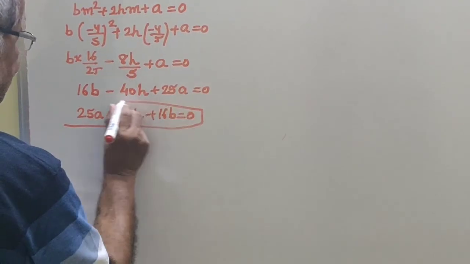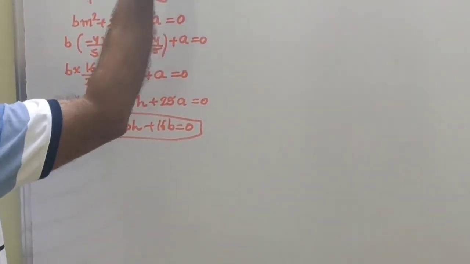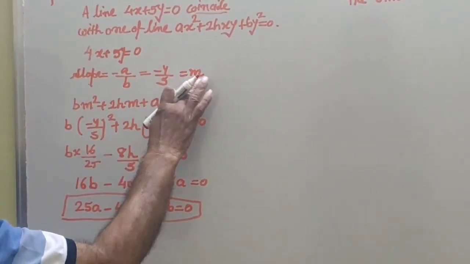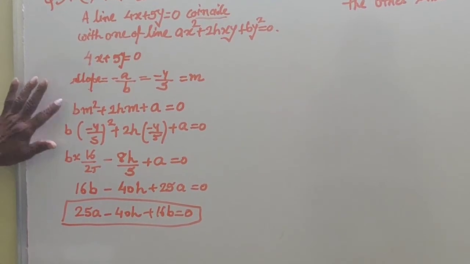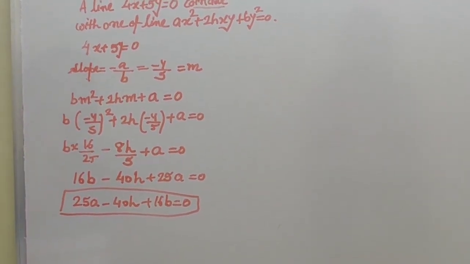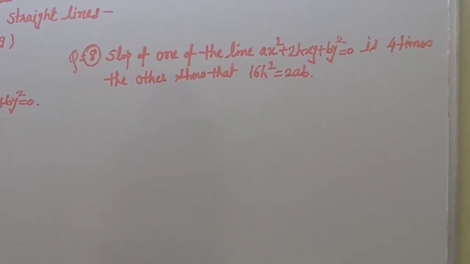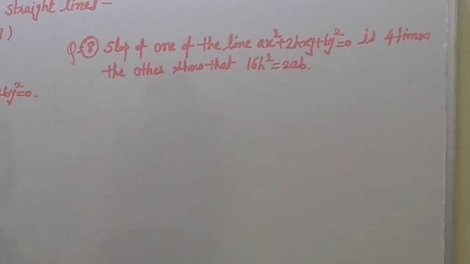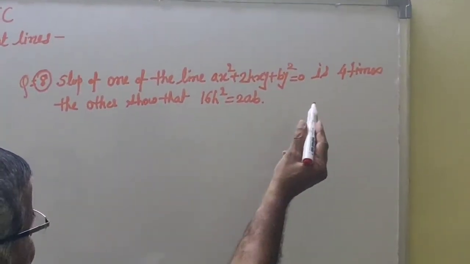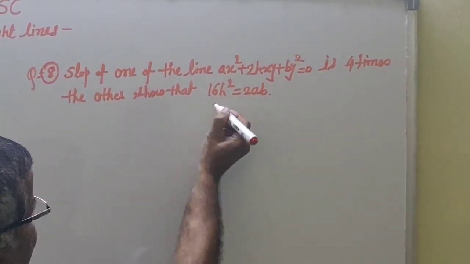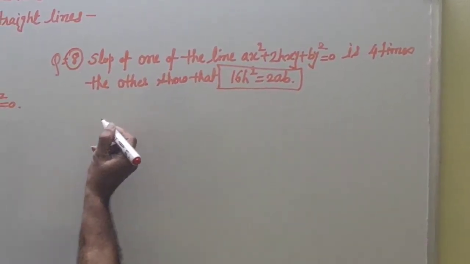Another problem you can solve by applying this method. If only perpendicular is given, you have to change the sign of this slope and then substitute the value in the same equation. Now we are going to solve the second question, question number 8, in which the slope of one line is 4 times the other. Show that. This is a very important question. Now I am going to solve.